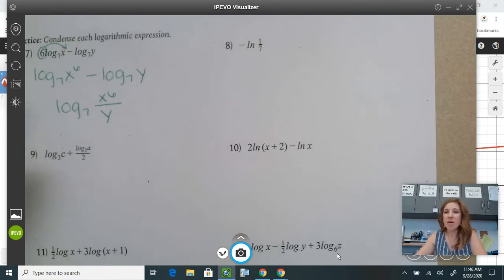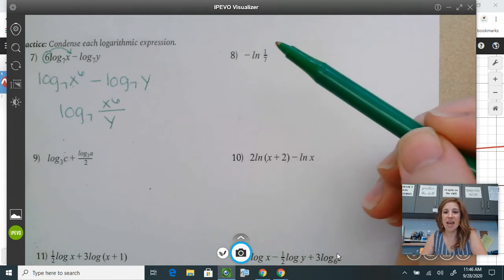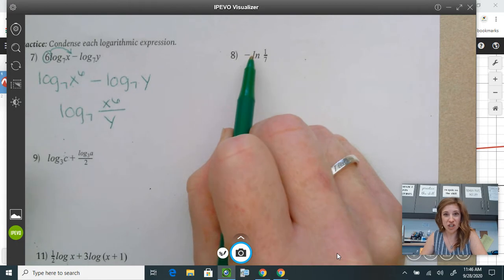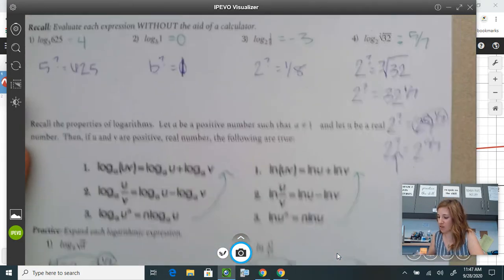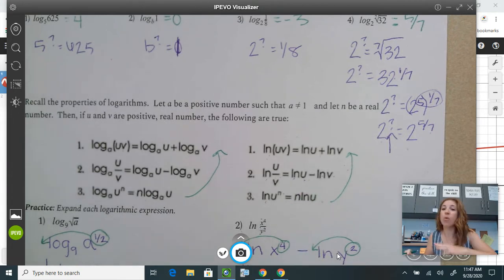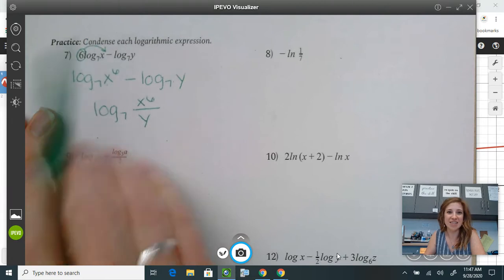Okay, so what about number 8? Number 8, I don't see any addition. I don't see any subtraction. I see division, but seeing division, and I'm going to flip backwards to these rules, seeing division means I can expand a subtraction. I don't want to expand. I want to condense. Our rules right now are for condensing.